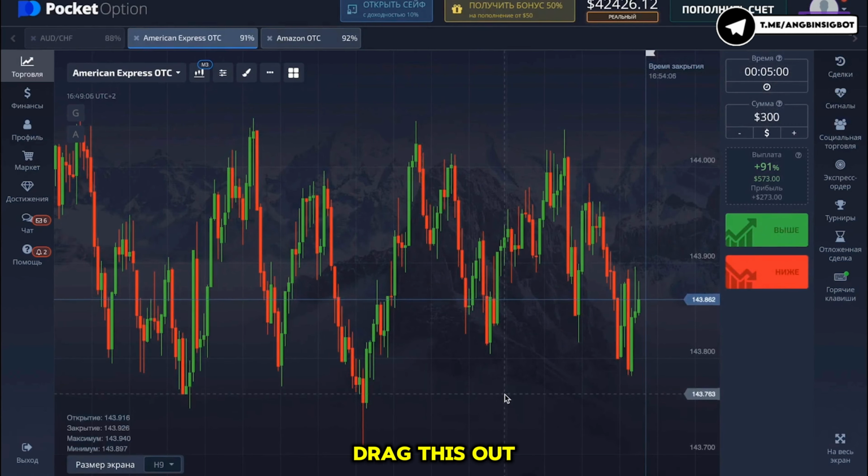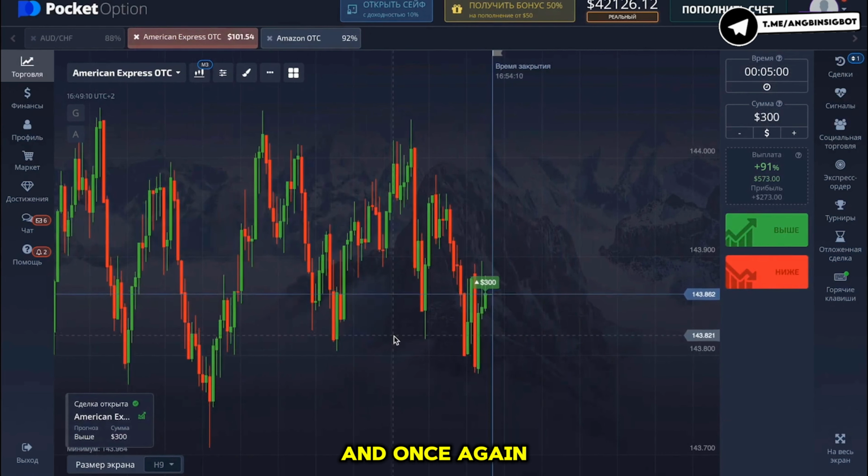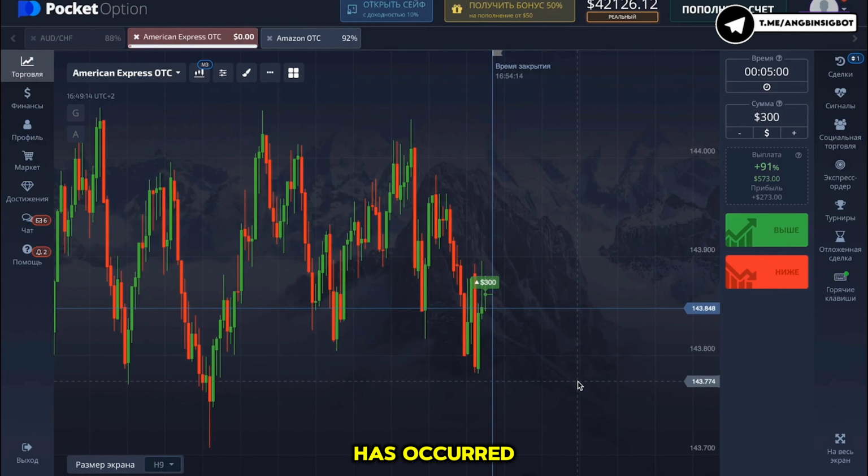And let's not drag this out. I'm opening the last trade, again on American Express, and once again you see that this is not the best entry point, but a reversal has occurred. So we'll enter here at the top. I think the movement should be upward here. We immediately get a pullback, which adds interest to this trade. That's it guys, we wait for the result.